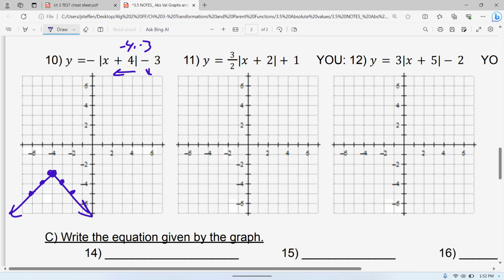And number 11, go to the left 2 and up 1. Graph, my slope is 3 over 2, up 3 over 2. Taking the other side, up 3 over 2 to the left.